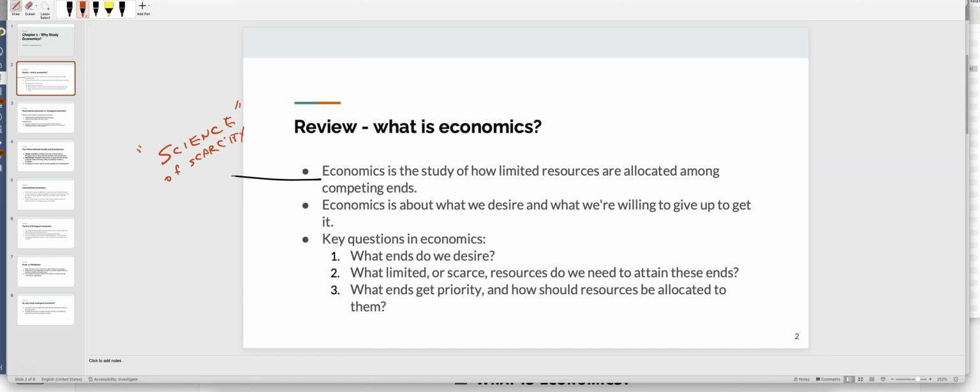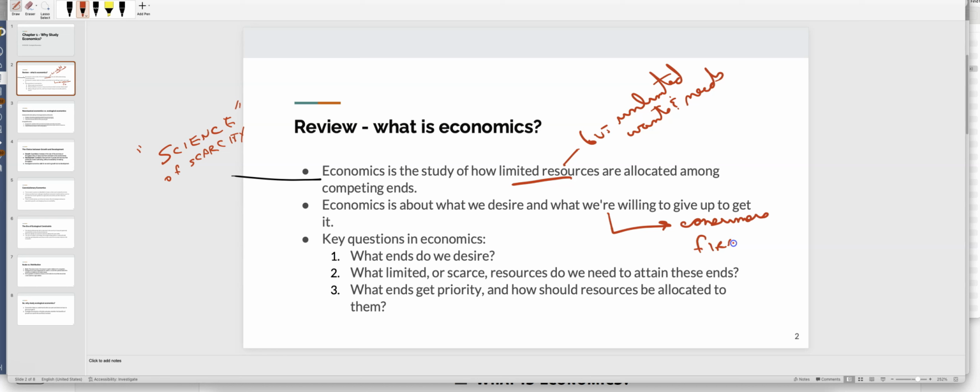So we have unlimited wants and needs, but limited resources to satisfy those, right? So how are you going to pick which wants and needs you're going to satisfy with the resources that are available? Well, what we do is we talk about consumers having a goal and we talk about firms having a goal. What do firms want to do?